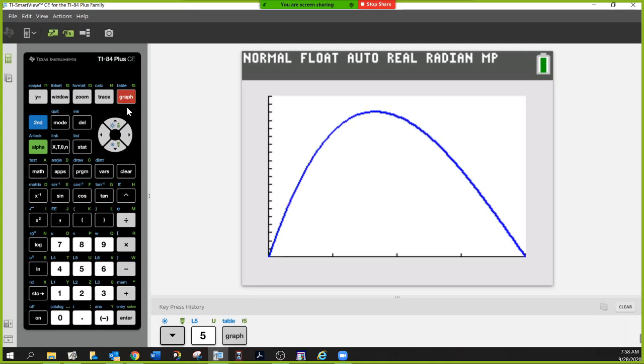That was a pretty good guess, actually. I swear to you, it's not written on my paper. Total guess. Our maximum value is going to happen somewhere around right here. Part C says, determine the maximum volume. So it wants to know what that max volume is.